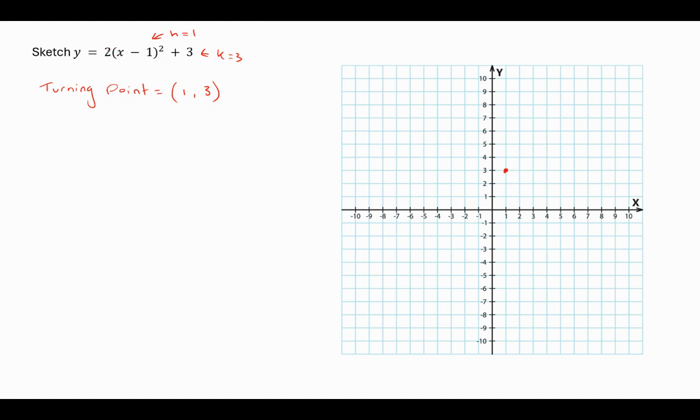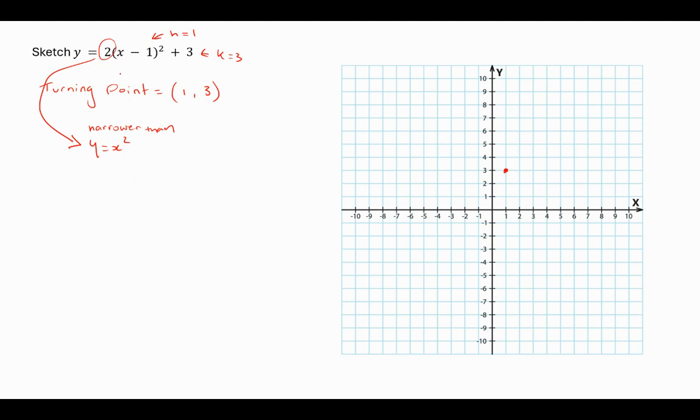Now I can also see that there's a 2 in the front. So if we were comparing it to y equals x squared, then this parabola is going to be narrower than y equals x squared.